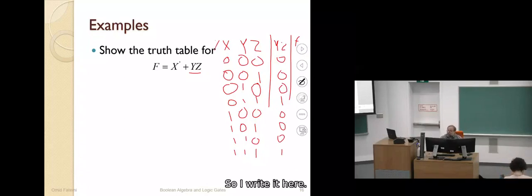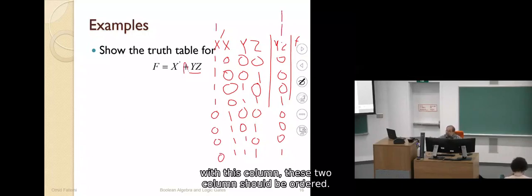Now I could write a column with x prime, so I write it here, x prime. X prime is the not of x. So when x is 0, it becomes 1. When x is 1, it becomes 0. Now, for calculating f, we have to OR this column with this column. These two columns should be ORed.